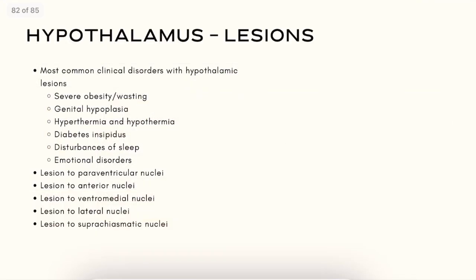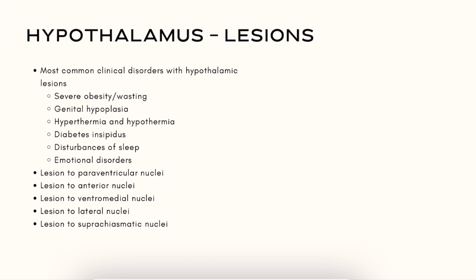Now, what happens if we get a lesion from your hypothalamus? Well, generally, the most common clinical disorders with hypothalamic lesions, it's either you get severe obesity or wasting, you get genital hypoplasia, you get hyperthermia or hypothermia, diabetes insipidus, disturbances of sleep, or emotional disorders.